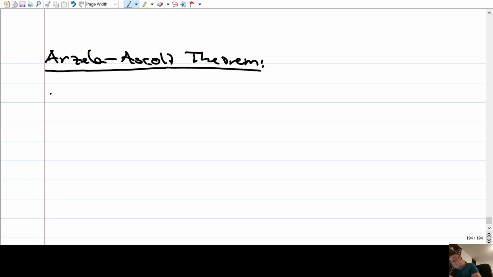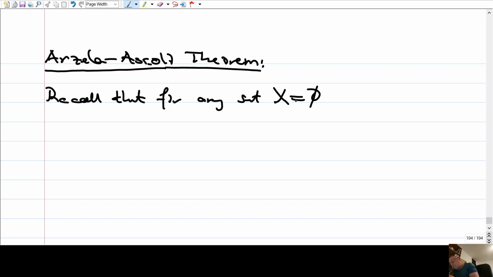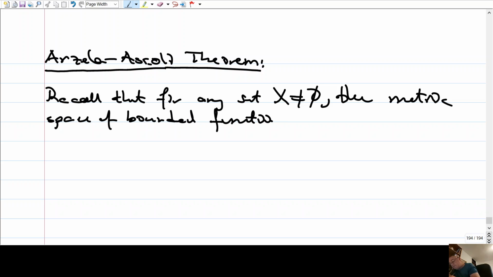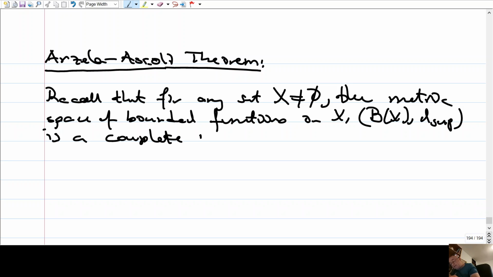Recall that for any non-empty set X, the metric space of bounded functions on X, which we denote by B(X), with the supremum metric, the sup metric, is a complete metric space.